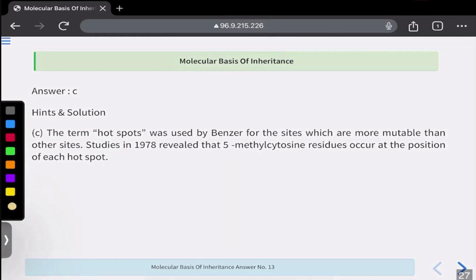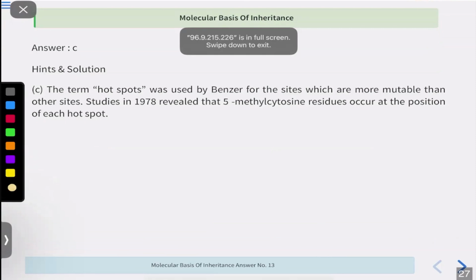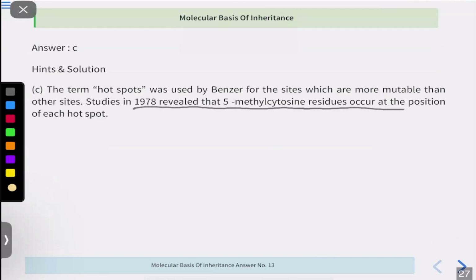So the term hotspots was used by Benzer for sites which are more mutable than other sites. Okay, the study in 1978 revealed that 5-methylcytosine residues occur at the position of each hotspot. So for hotspot, they have given 5-methylcytosine. Although 5-methylcytosine is not a wrong option, between 5-bromouracil and 5-methylcytosine, if they are giving only spontaneous mutation, please go with 5-bromouracil. Here, I think they have mostly focused on the hotspots. That is why they have given the answer as 5-methylcytosine. So, okay, anyways.